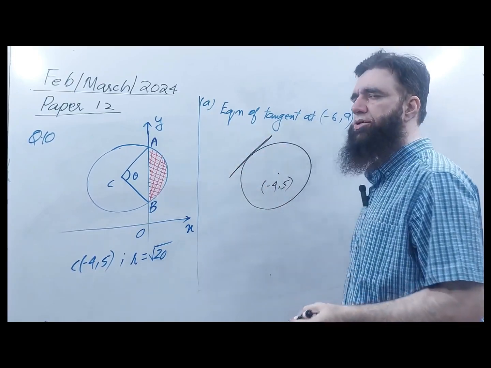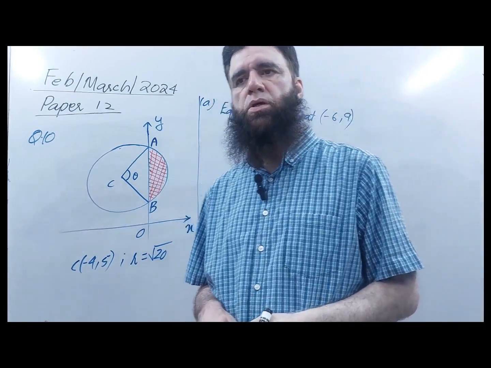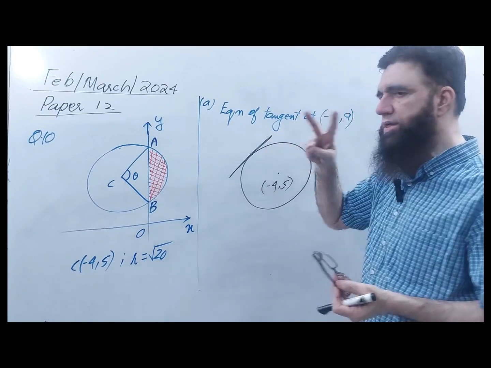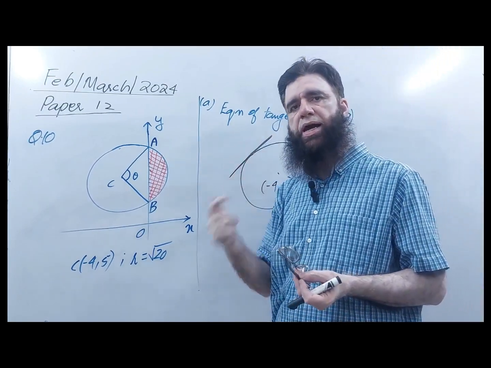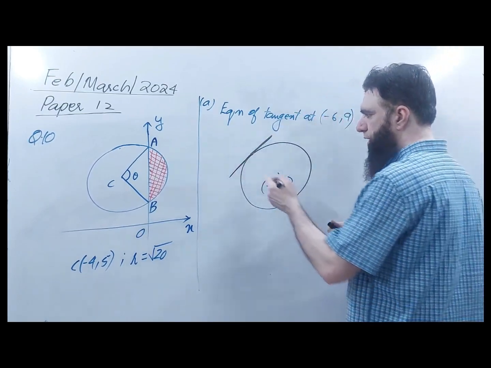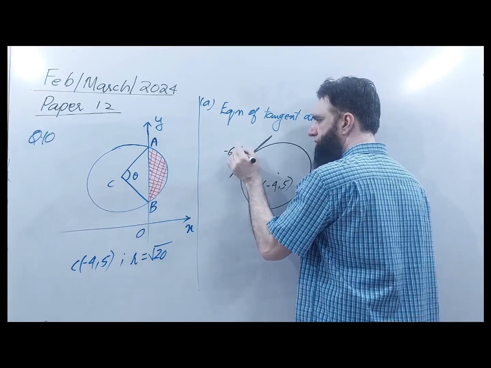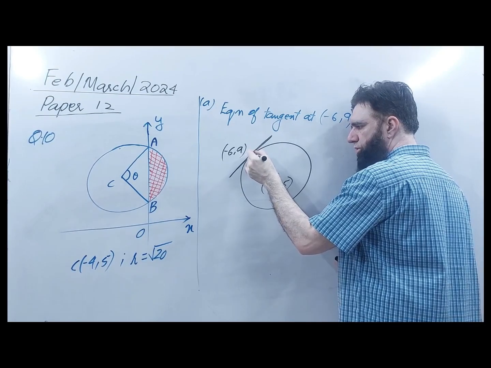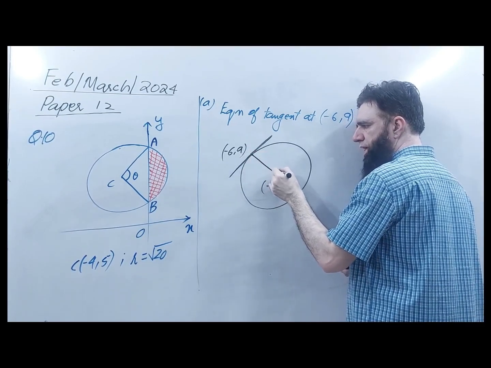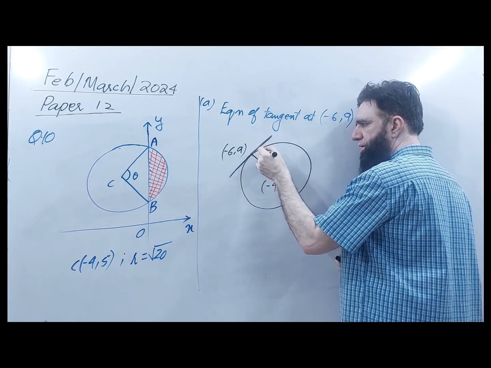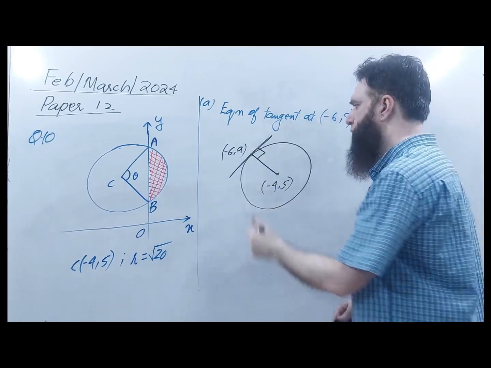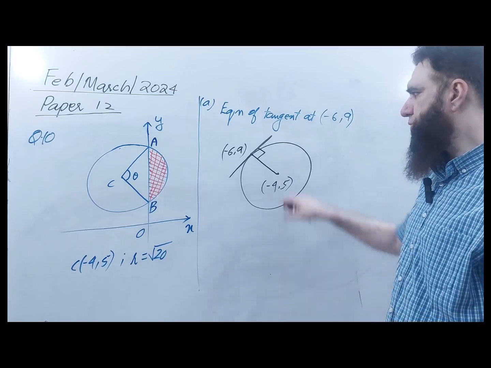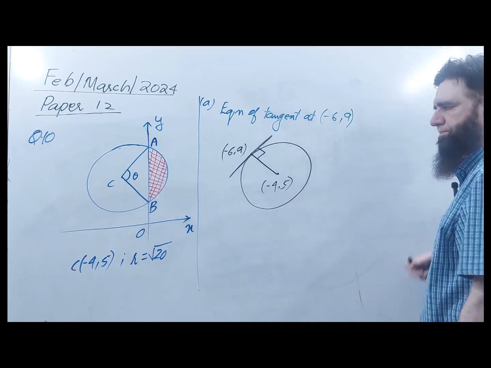From coordinate geometry, you know that for the equation of a line, we need the gradient of the line and a point on the line. The point on the line is already given, (-6, 9). What we need is the gradient. You know that the tangent and the radius are always perpendicular to each other at the point of tangency. This angle is 90 degrees. This you know from your O-level circle theorems.